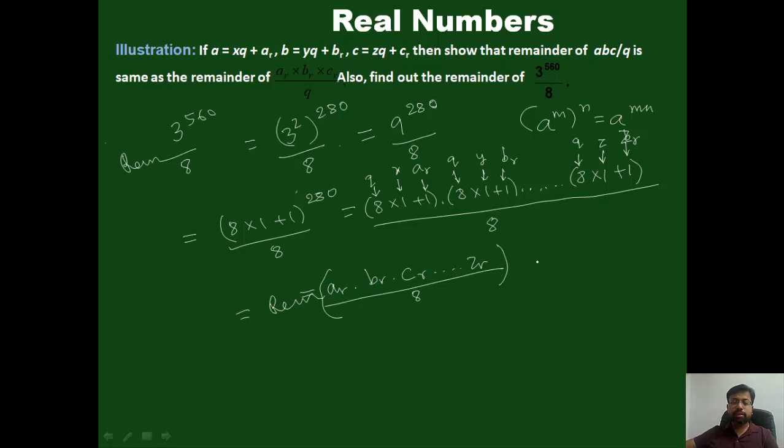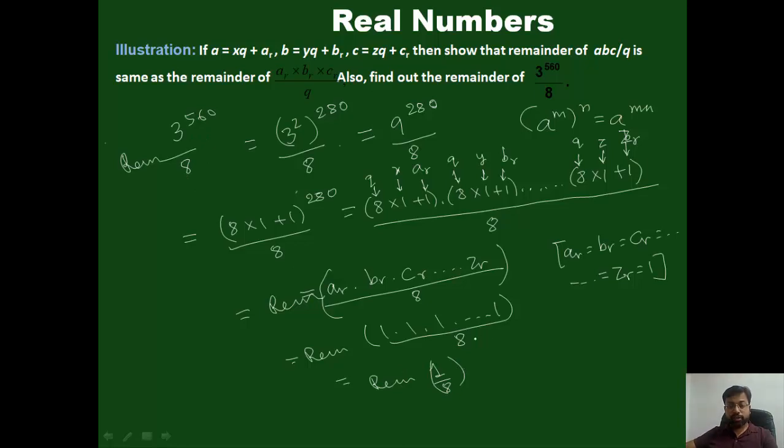And what are AR, BR, CR? All of them here in the case above, all of them are equal to 1, right? All of them are equal to 1. So the remainder will be same as the remainder when 1 into 1 into 1 into 1 is divided by 8. So what is 1 into 1 into 1 into 1? It's 1. So the remainder when 3 to the power 560 is divided by 8 is going to be the same as the remainder when 1 is divided by 8. And when 1 is divided by 8, the remainder is going to be 1.